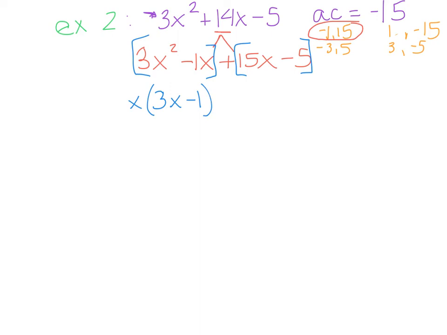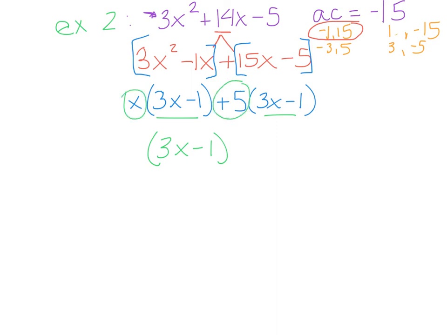Okay, so no matter what, over here in our parentheses, we want 3x minus 1. So looking at what would have to remain, what would we have to take out in order to have this? 5. Hopefully you see that. So our final answer, we're taking one factor, that's just 3x minus 1, and the other factor comes from right here, x plus 5.